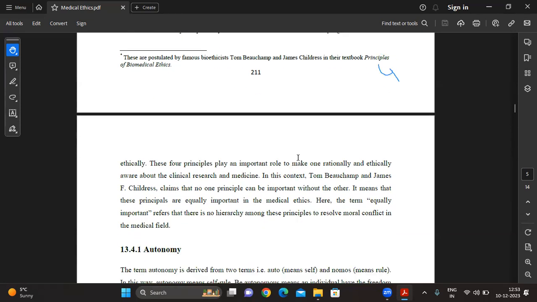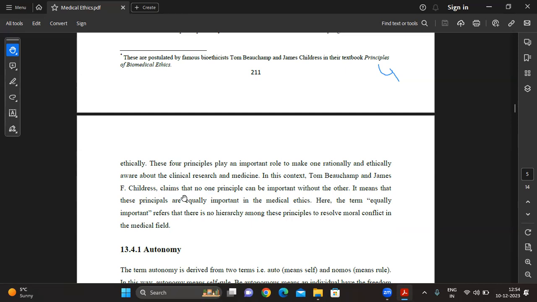अब ये क्या है? So इसमें थोड़ा सा just a brief introduction. ये 4 principles, they play an important role to make one rationally and ethically aware about the clinical research and medicine. तो इससे क्या होगा? One can make a rational and ethical decision, and one can have an awareness about the research that is the problem. That is the problem that we are examining under medical ethics.